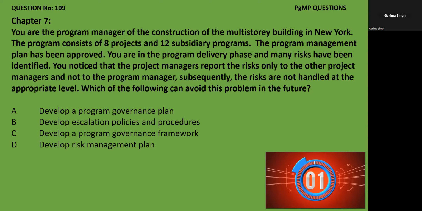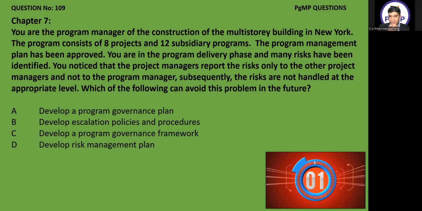So, according to me, develop escalation policies and procedures might be the correct answer, because if we have a proper process and procedure on how to tackle it, then we can follow. Regarding governance and the governance framework, I didn't find anything, because we are talking about the risk and the process which is not being followed. And here it has nothing to do with risk management, because we are working regarding program, not project.